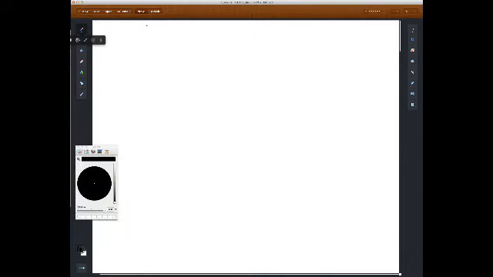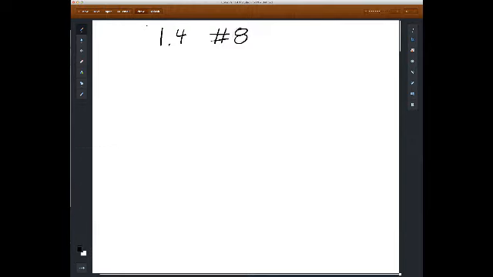Hello, I'm going to do section 1.4, number 8 to start off with. So here we go, 1.4, number 8. Okay, what are we trying to do here? It says, find general solutions, implicit if necessary, explicit if convenient, of the differential equation in problems 1 through 18. Primes denote derivatives with respect to x.